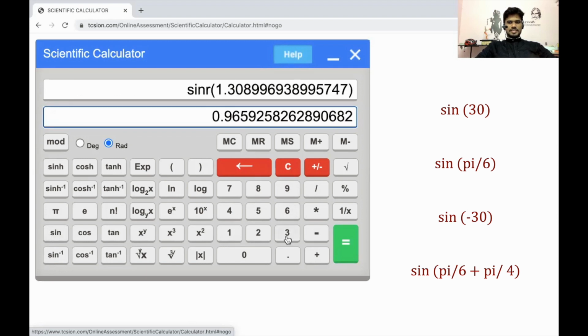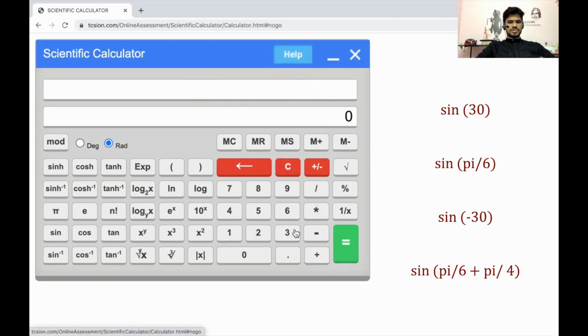I hope this is correct. So in this sine, is everyone getting the same answer? Sine of pi by 6 plus pi by 4, 0.96. Nandini is getting that. Fine. So now we have kind of got used to it.